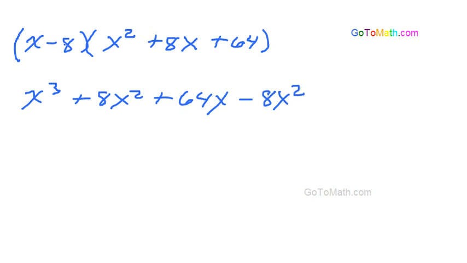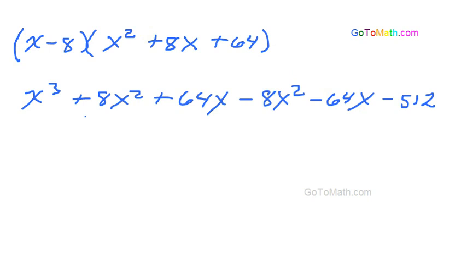You can say negative 8, this is minus 8, however you want to do that. And then we've got negative 8 times 8x, that's going to be negative 64x. Now you notice we have a positive 64x and a minus 64x. And then of course we've got negative 8 times 64. Let's see, 8 times 64, that's 512. So that's going to be a minus and a positive, so that's going to be a minus 512. Okay, so that should be all of them.